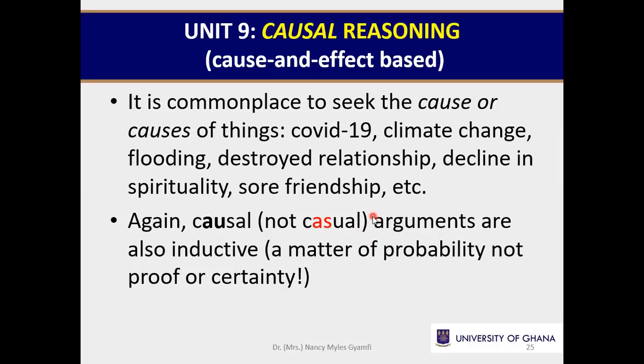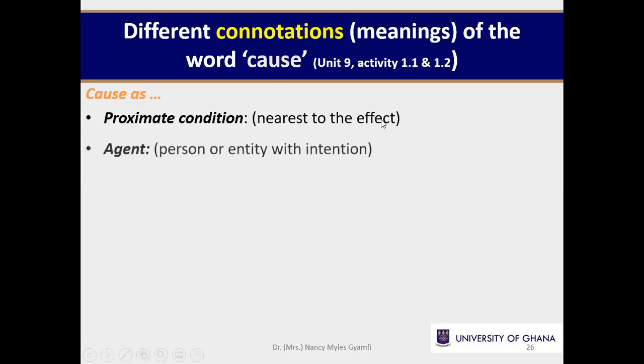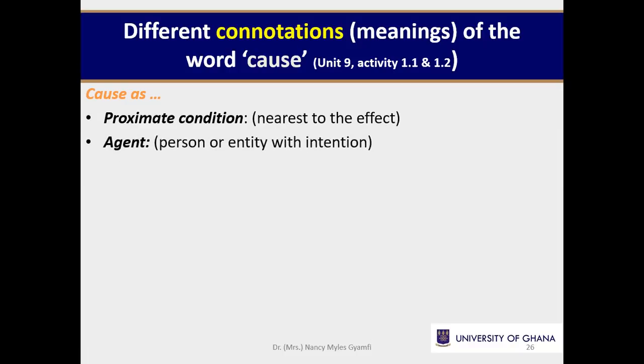Okay, so we will see causal arguments as what? Inductive. Whatever analysis we do to establish causes, we should realize immediately that it is a matter of probability. It could never be a proof or certainty. Okay, that is just for you to connect to what we've done so far. Different connotations of the word cause. You see on your screen, different connotations of the word cause. Activity 1.1 and 1.2 gives you some good examples over there in Unit 9, I mean. Okay, so proximate cause.